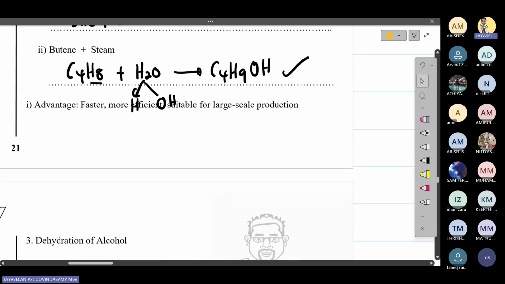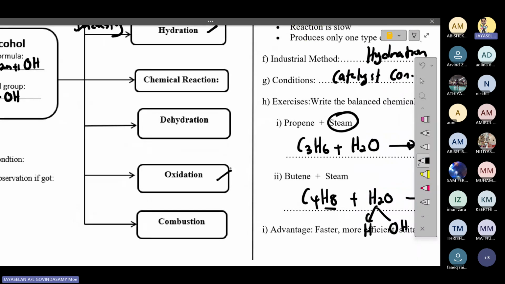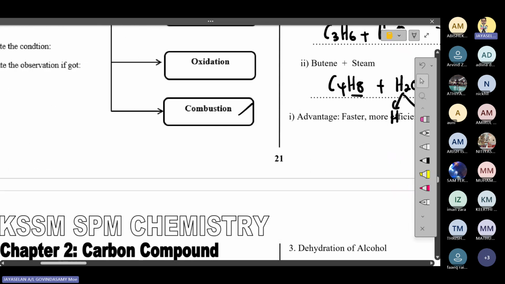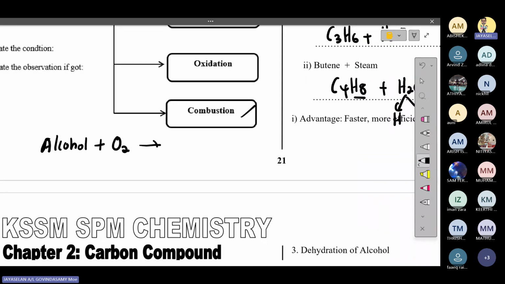Okay, any question? Preparation, no problem, right? Now I go for the chemical reaction. We start with the simple one first. This one is easy. We start with combustion of alcohol. If you take alcohol reacted with excess oxygen, you will get carbon dioxide and water. This combustion is called clean fuel. Alcohol is called clean fuel.